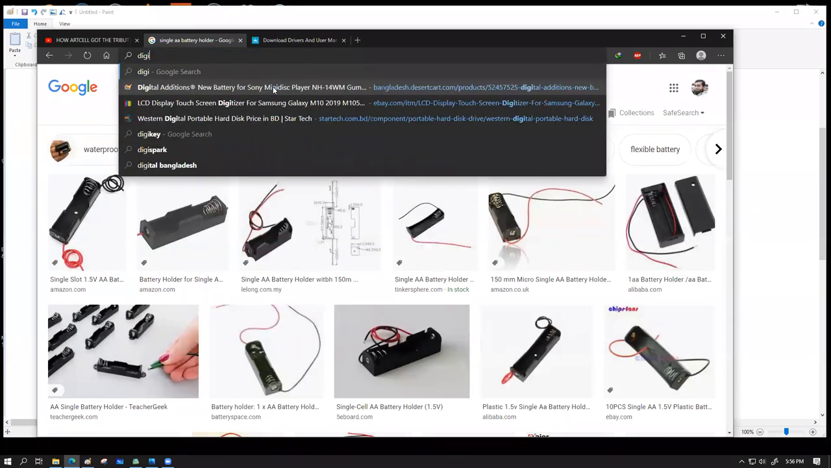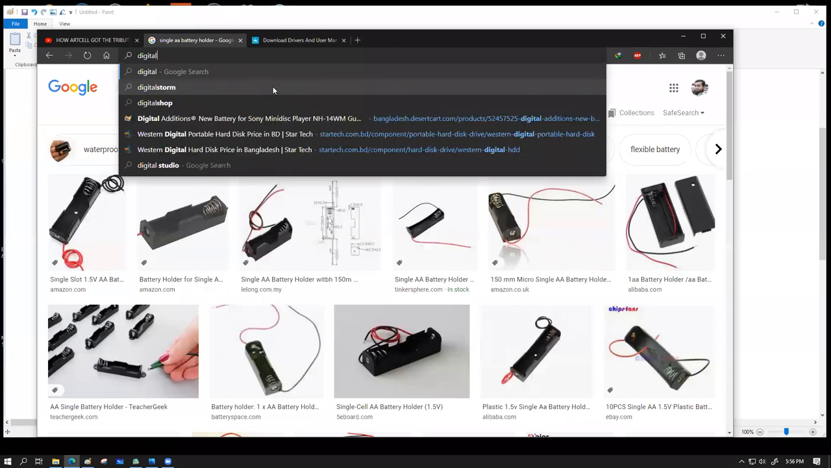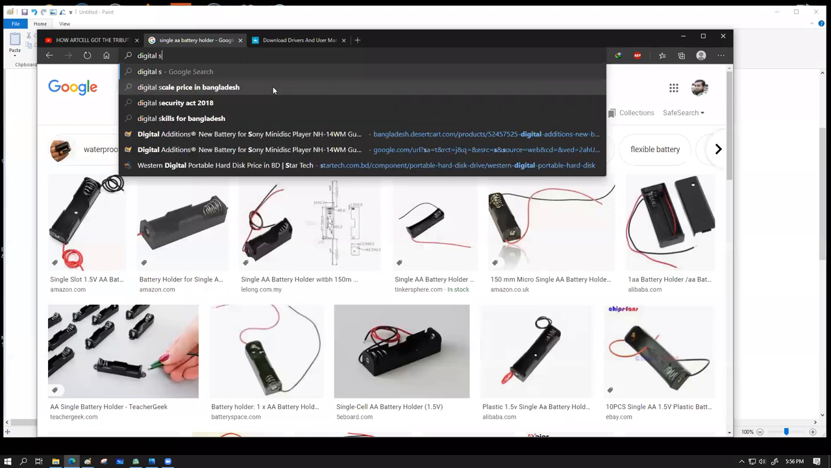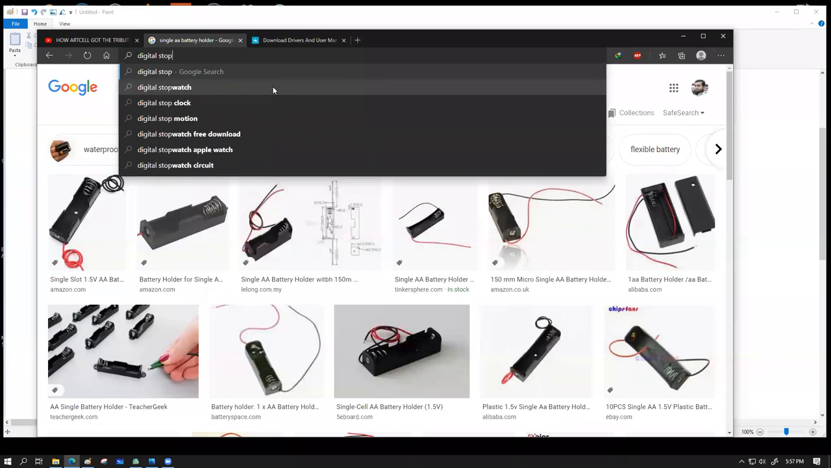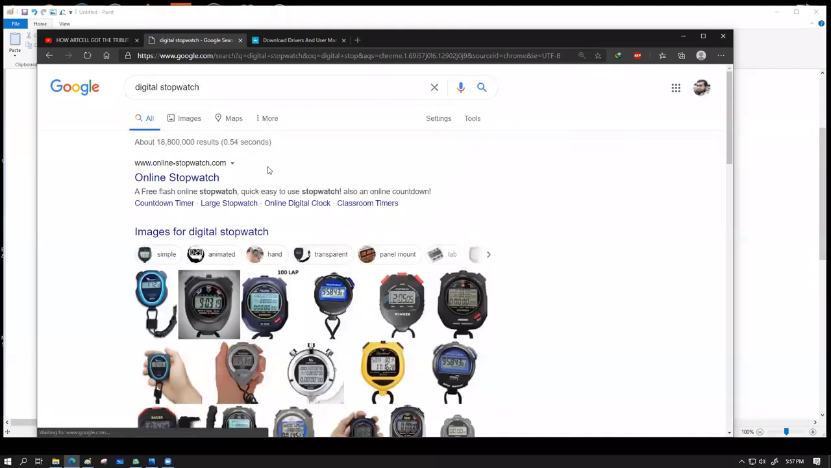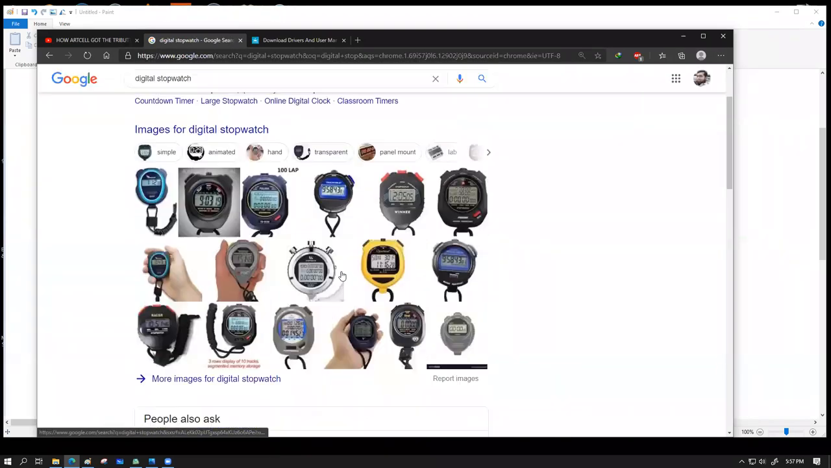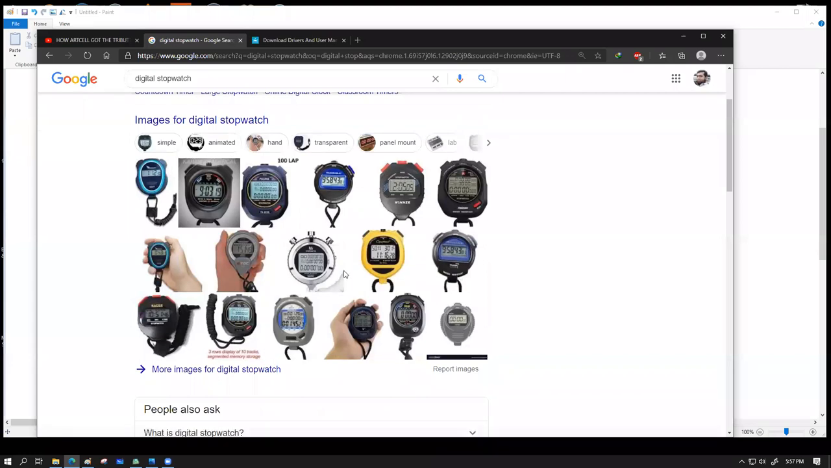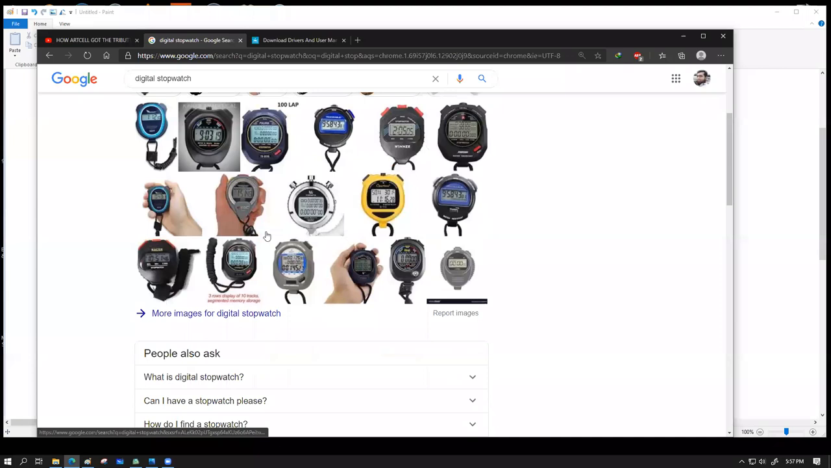Digital stopwatch. Yeah, milliseconds too. No, not milliseconds. I'll get it to you. This is how a digital stopwatch display looks. The most common digital stopwatch that you're going to operate looks somewhere like this. Is it the Casio one?